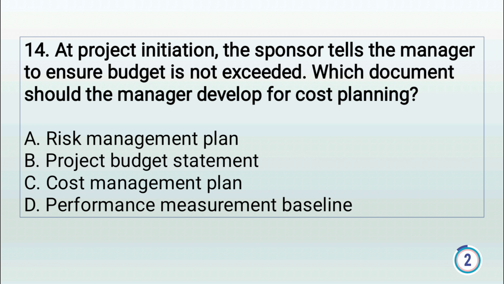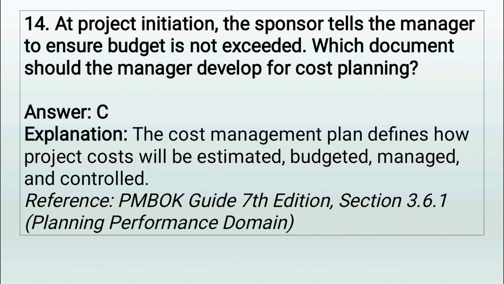The correct answer is C. The cost management plan defines how costs are estimated, managed, and controlled throughout the project. This is laid out in Section 3.6.1 of the Project Management Body of Knowledge, 7th edition, under Planning Performance. It sets expectations for budgeting and how you'll stay within it.